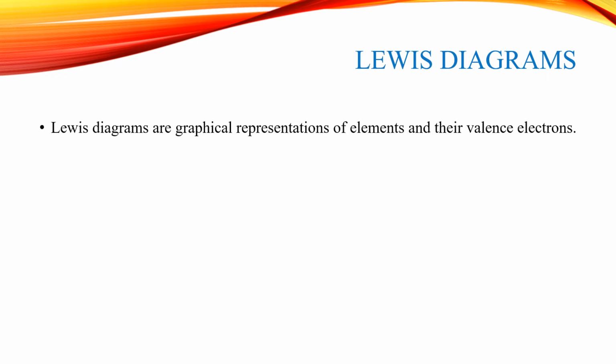So now further, first of all you have to know what a Lewis diagram is. Before we start what a chemical bond is, you have to learn about this Lewis diagram. So Lewis diagrams are graphical representations of elements and their valence electrons.